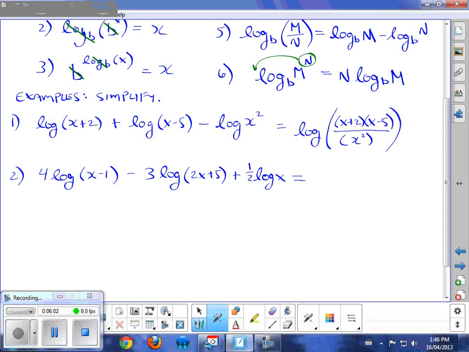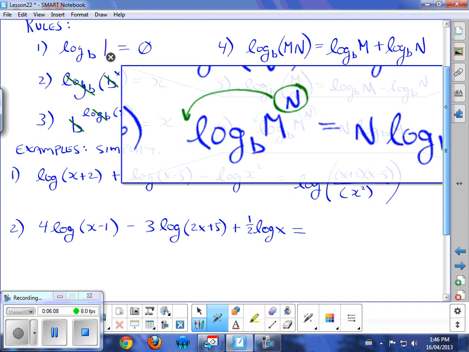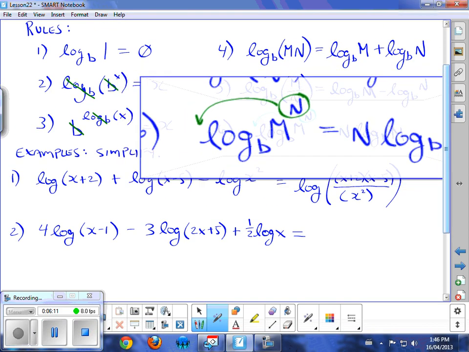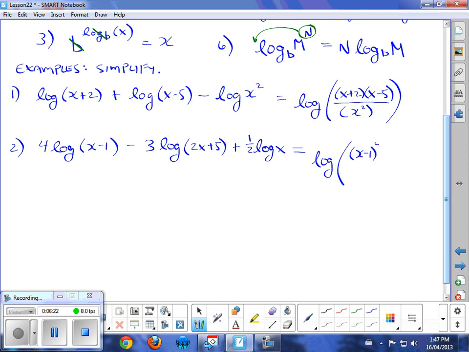If we look above at rule 6, that coefficient comes from, how do I get rid of that? Oh, there it is. Coefficient becomes the exponent. So when I go to simplify this or write this as one term, we will have log. That x minus 1 will now have an exponent of 4 on it.